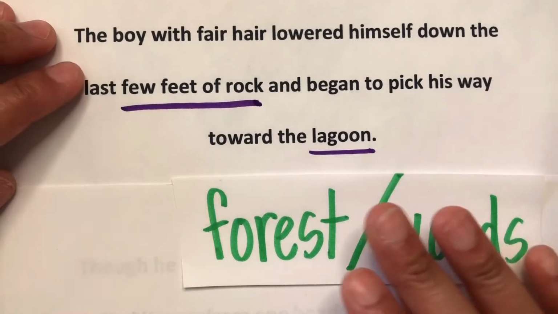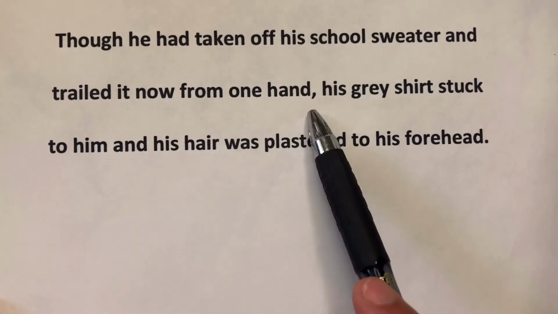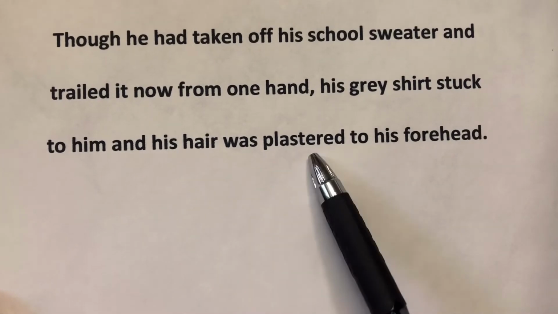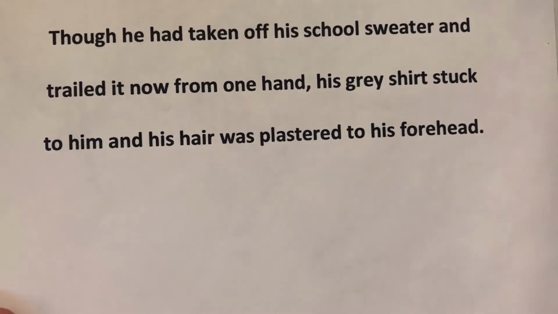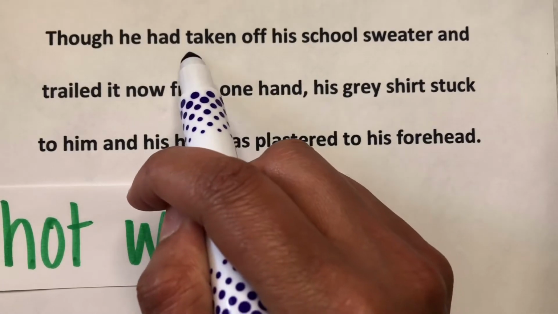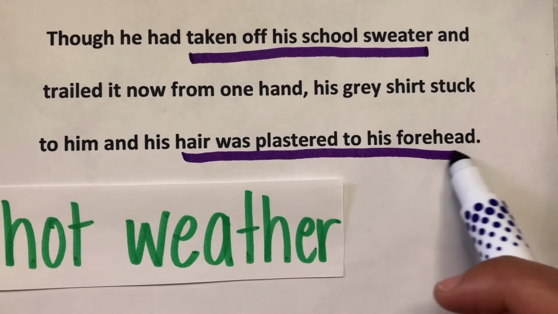Let's continue reading. Though he had taken off his school sweater and trailed it now from one hand, his gray shirt stuck to him and his hair was plastered to his forehead. So I am going to infer that the weather is hot because the author said he took off his school sweater and his hair was plastered to his forehead.